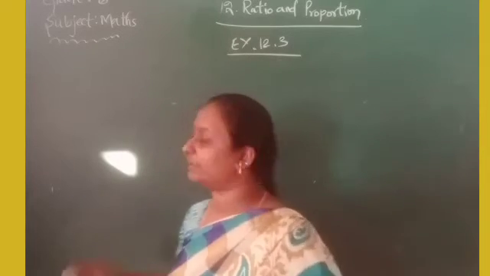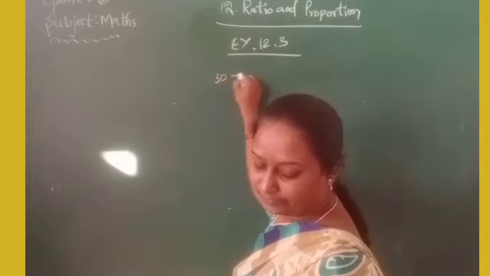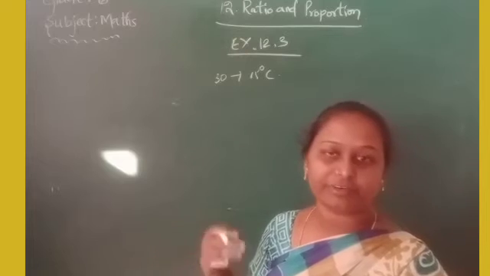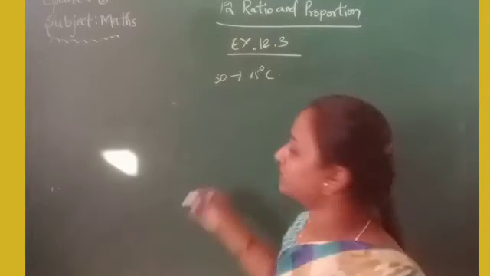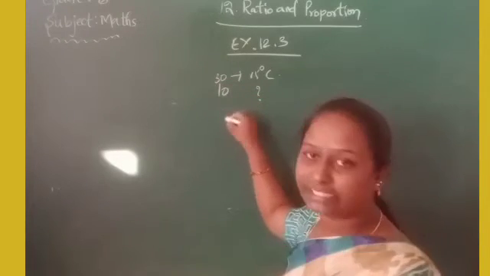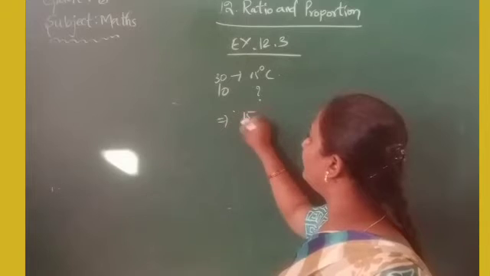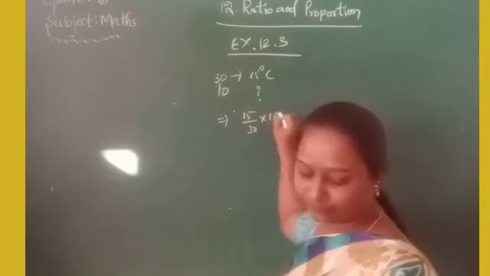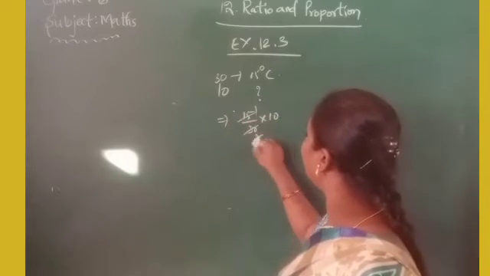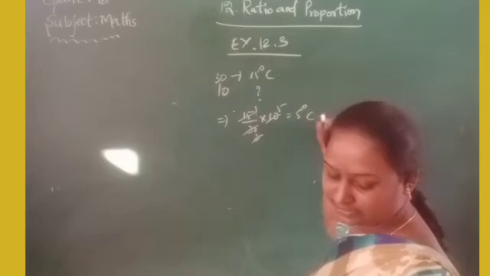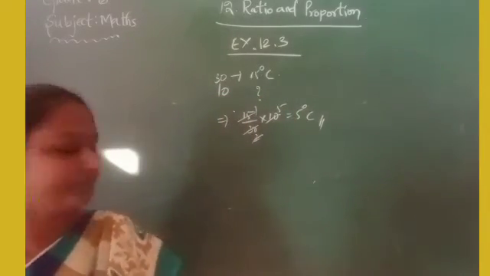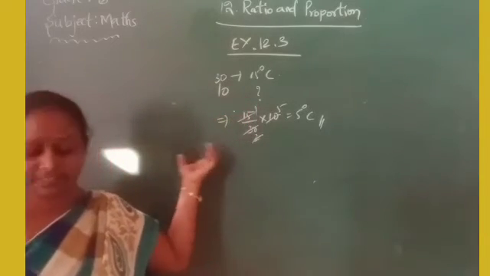So simply explained, in 30 days 15 degrees Celsius dropped. With the temperature falling at the same rate, you have to find how many degrees in 10 days. How to write this one? 15 by 30 into 10. Then 15 ones are 15, 15 2s are 30, so 5 degrees. The temperature dropped 5 degrees in 10 days. This one you have to do, so you can write it stepwise.